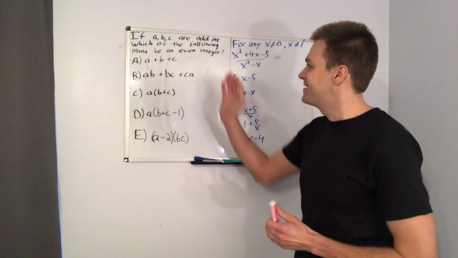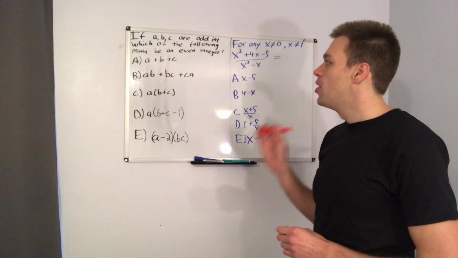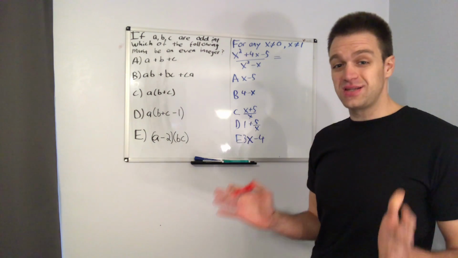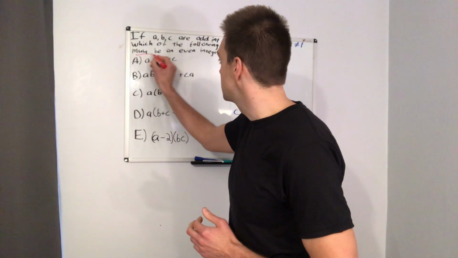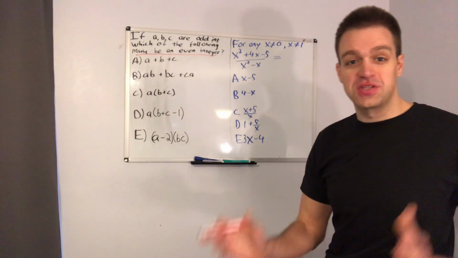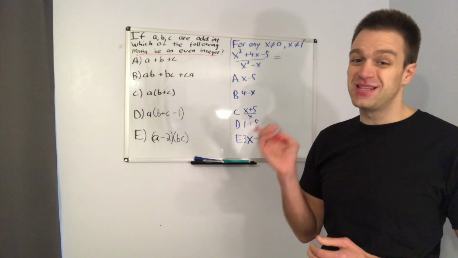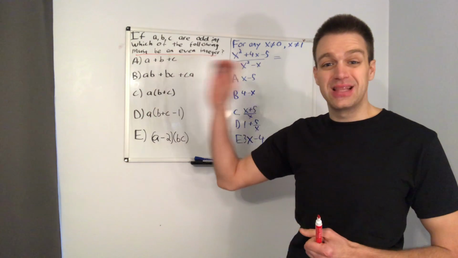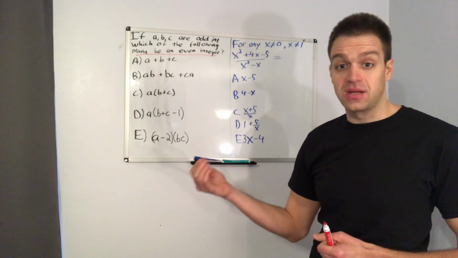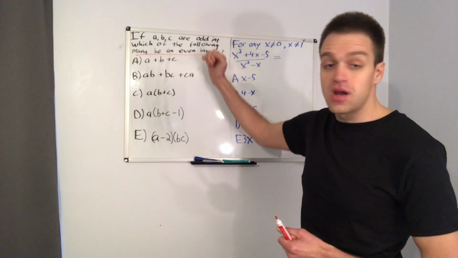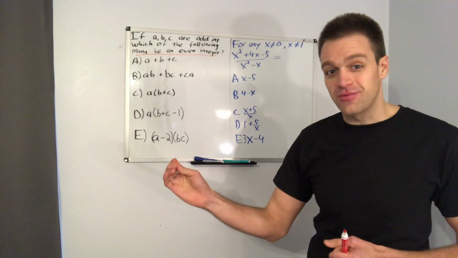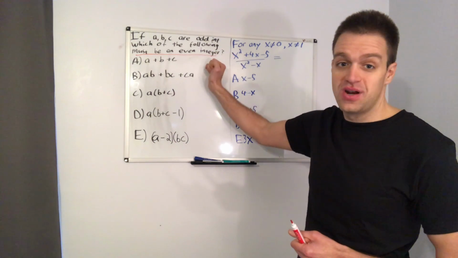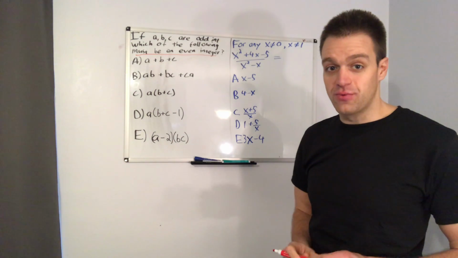The first problem is: if a, b, and c are odd integers, which of the following must be an even integer? Again, on all of these problems, we want to identify what the question is actually asking. We want to know which of the following answer choices must be an even integer. That means it will always be an even integer no matter what. So when we pick numbers here, we're going to be eliminating wrong answer choices rather than picking the right answer choice. If we pick numbers and get an even integer, that's not necessarily the right answer choice because we need it to always be the case, not sometimes be the case. But if we get an odd integer, then we know that it cannot be the right answer.